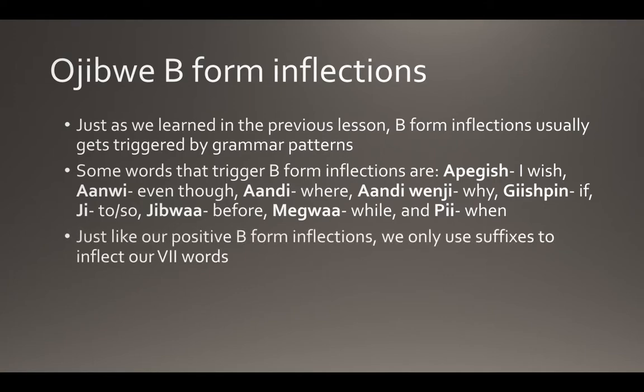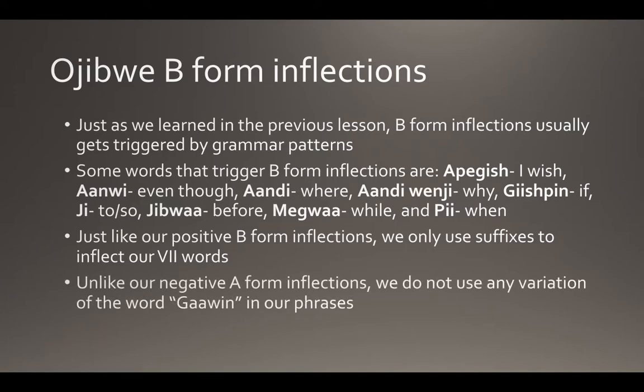Just like our positive B form inflections, we only use suffixes to inflect our VII words. Unlike our negative A form inflections, we do not use any variation of the word gawin in our phrases. So we don't use gawin, gaw, etc. Do not use those words in this lesson.